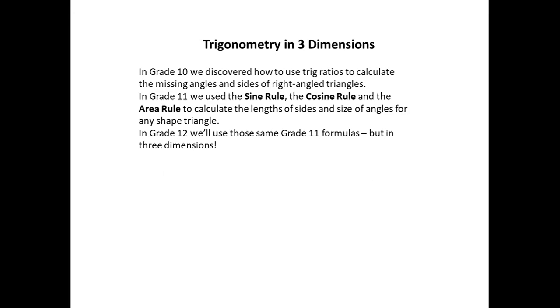Now, in grade 10, you learned how to use the three trig ratios to work out the lengths of sides and angles in a right angled triangle. In grade 11, you learned the sine rule, the cosine rule, and the area rule. Now, in grade 12, we'll use all of our grade 10 and 11 concepts, but in 3 dimensions. But before we go any further, let's recap grade 11, because that was so long ago.